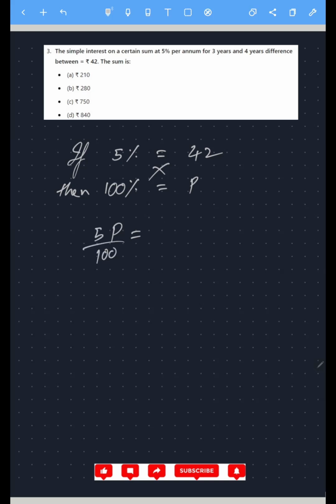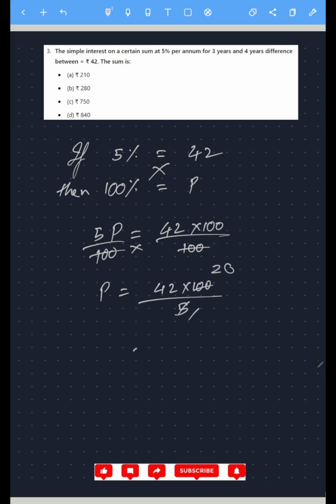5P by 100, that is percentage, and then 42 into 100 divided by 100. 100 cancelled on both the sides, then again cross multiplication, P is equal to 42 into 100 divided by 5, 5 ones are 5, 5 20s are 100, and then again we get 840 as usual.